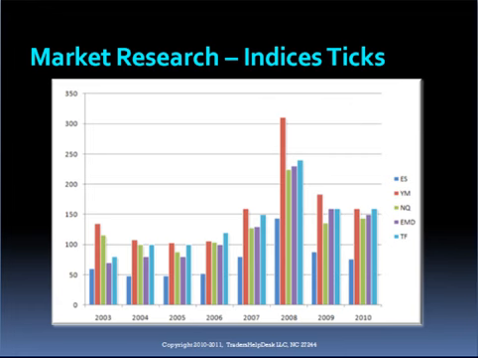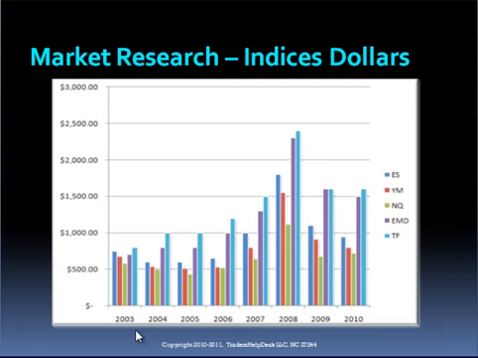Since each of these symbols has a different tick value, we also need to see, okay, which one gives us the most dollars? That's what we're interested in, dollars. That's what's going to increase our account. So the first thing that we look at, again, is since 2003, which index market has had the most dollar amount? And as you can see, it is the Russell, followed by the EMD, followed by the S&P 500, and then the Dow and the Nasdaq.